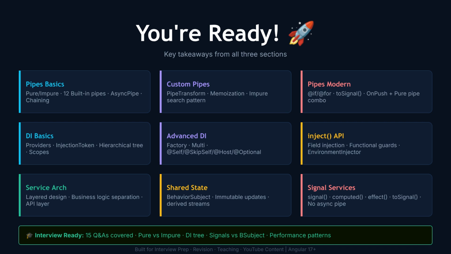Congratulations, you are ready. We covered pipes basics, custom pipes, and modern pipe usage. We also explored DI fundamentals, advanced concepts like factory providers, and the modern inject API. Finally, we reviewed service architecture, shared state, and signal services, preparing you for interviews and advanced development.